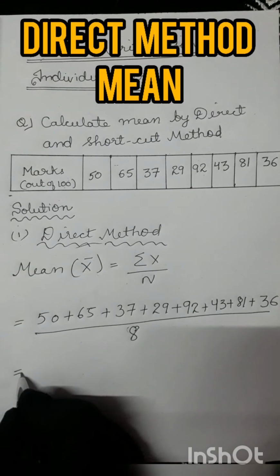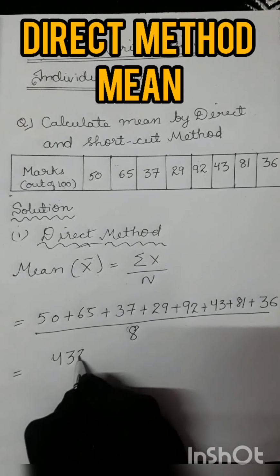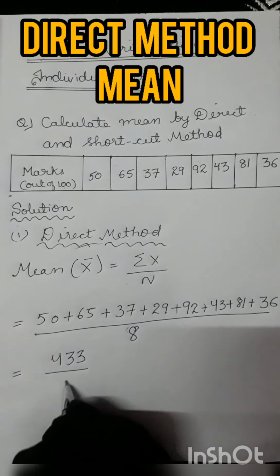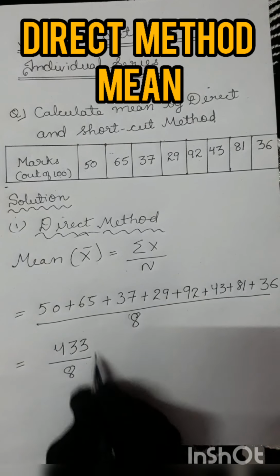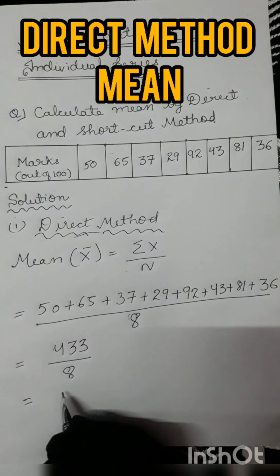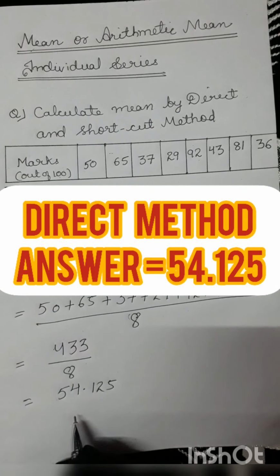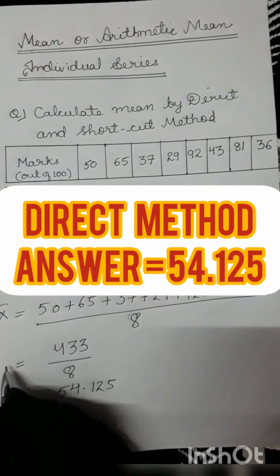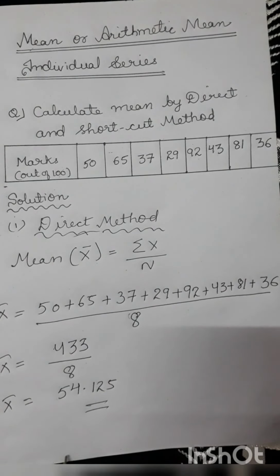For getting the value of sigma x, we have to add all those values. So we'll get 433 divided by 8. We have to divide these values. We'll get the mean. Here the answer is 54.125. The mean for individual series for this question, answer is 54.125.